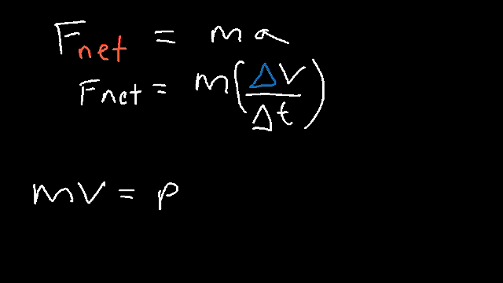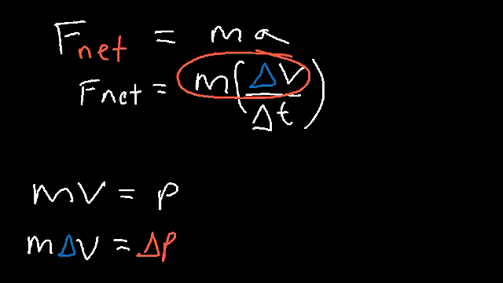So an object with a lot of mass and with a lot of speed has a lot of momentum. Now, if mv is equal to p, then that means that m delta v has to be equal to delta p. That is the change in momentum. So let's replace this term with delta p.